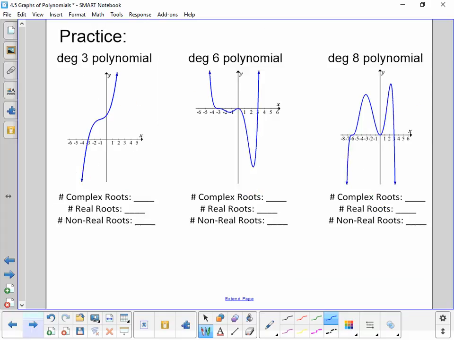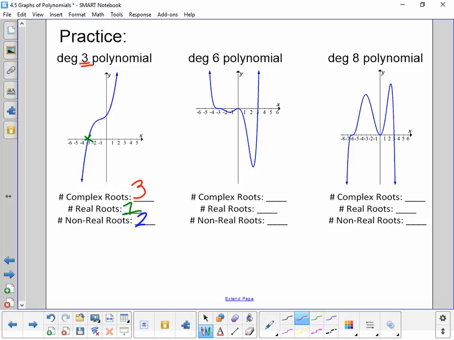So oftentimes we might see a polynomial and want to know how many roots it has that are real and how many are non-real. The degree always tells you the total number of complex roots. In this case, this function is a degree 3 polynomial. It has 3 complex roots. When I look at the graph, I see evidence of 1 real root, and therefore it must have 2 that are non-real.